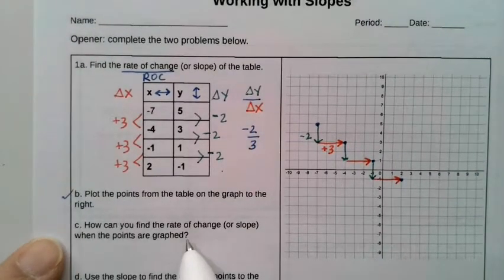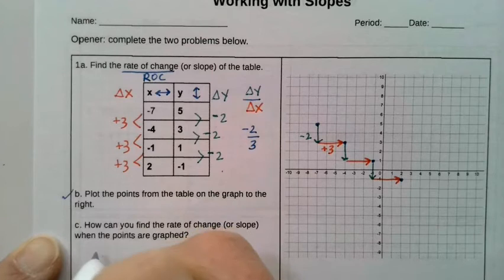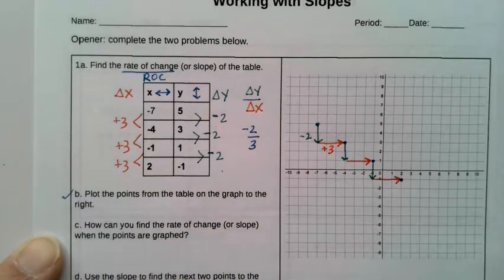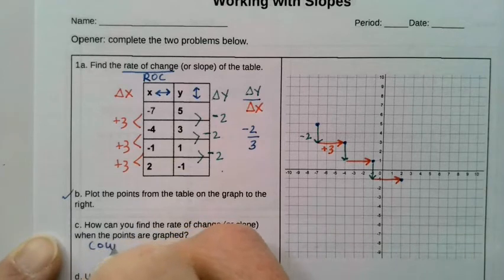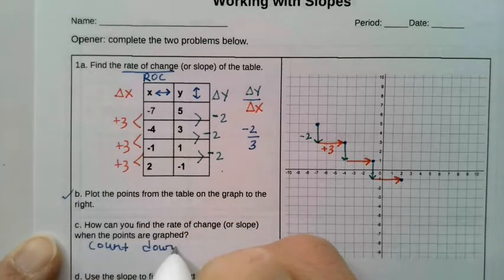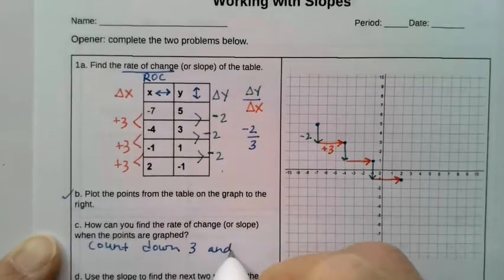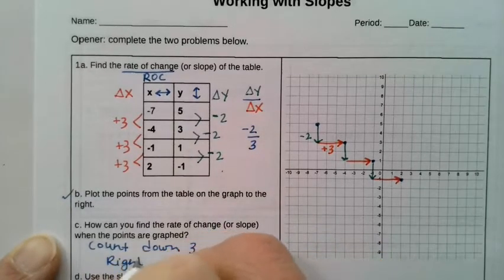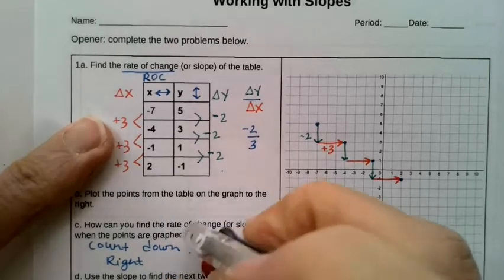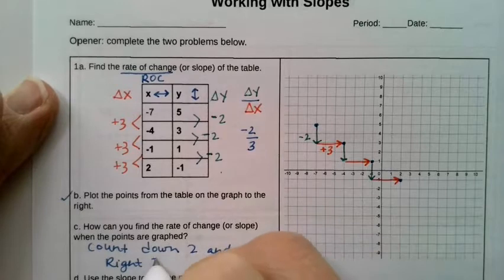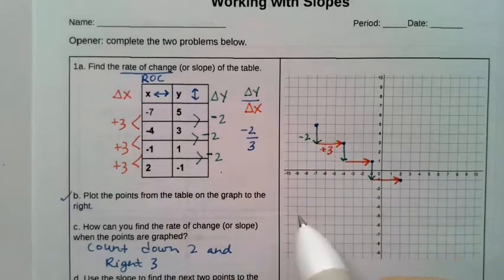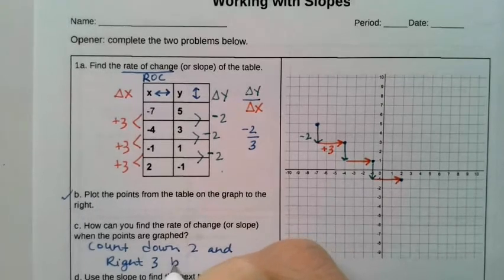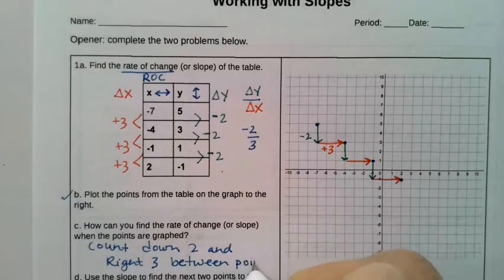So to say, how can you find the rate of change or slope when the points are graphed? You can count down 3 and right, oops, that was a lie. We go down 2 and right 3, as shown in our table here, from one point to the next, or we could say between points. So you can see that in your graph in this way.